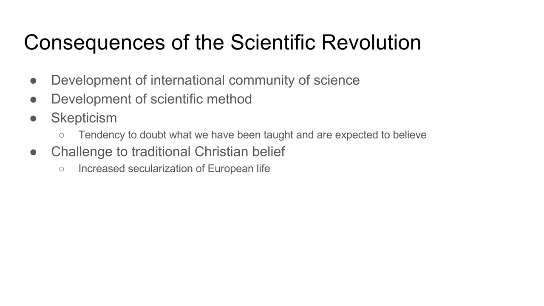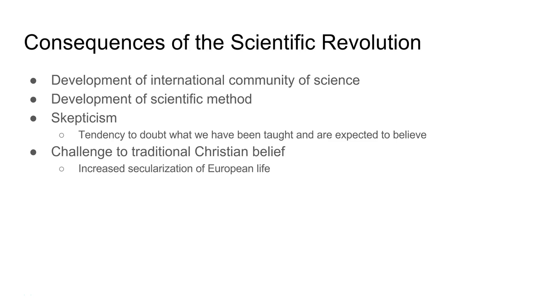You have the development of the scientific method because as they collaborate with each other in the scientific community, they want to ensure that they are using good, solid research, good solid observation and principles to draw their conclusions. So they demand the scientific method from each other. More broadly, you have this rise of skepticism, which is this tendency to doubt what we have been taught and are expected to believe. And this is because, again, these Greek ideas which had existed for almost 2,000 years were suddenly shattered by just looking at the sky and the moon.